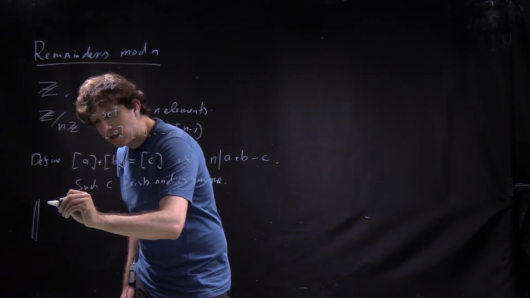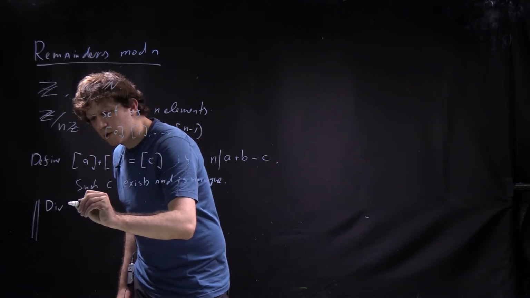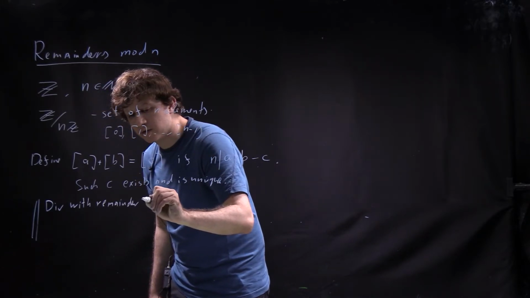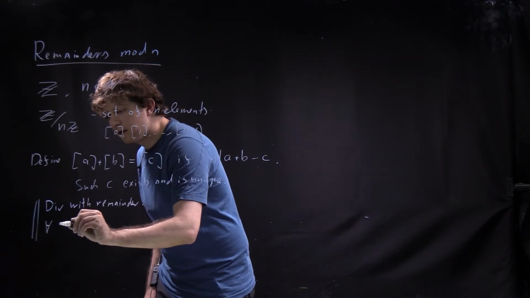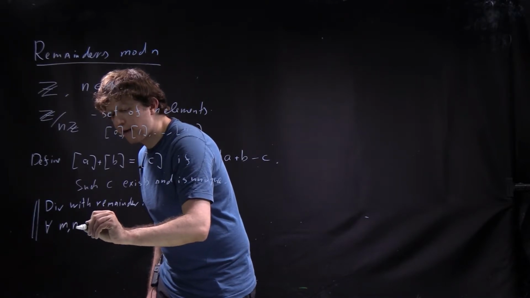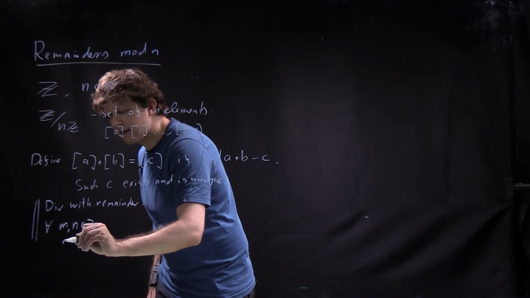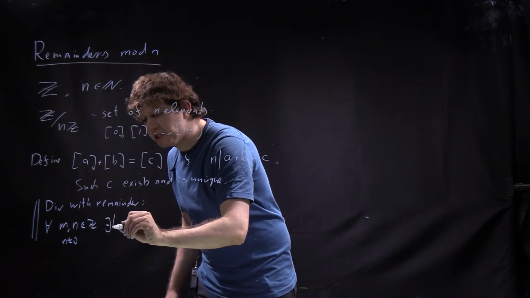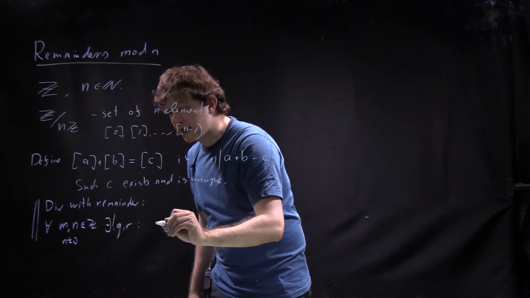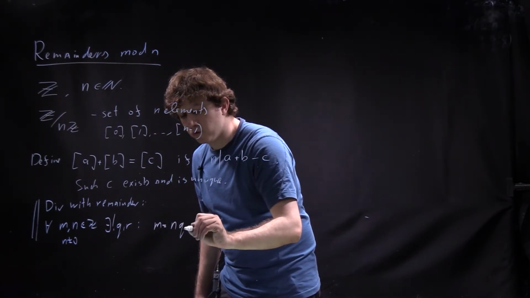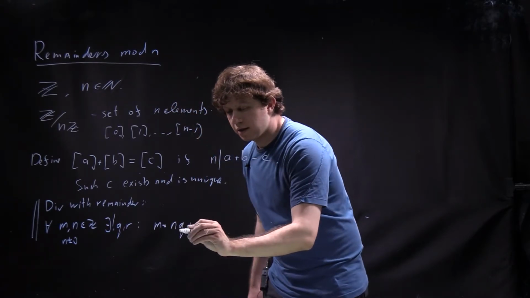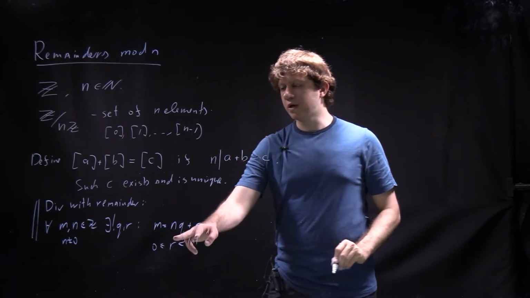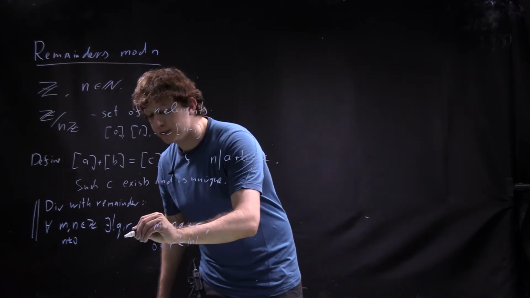So the proof is as follows. Division with remainder, that's a theorem, and it says the following. For any two numbers m and n in Z, where n is not equal to 0, and I took it positive integer, so that's fine, there exist unique numbers q and r such that m equals n q plus r, and r is less than the absolute value of n, and greater or equal than 0. So in my case, q and r are integers.